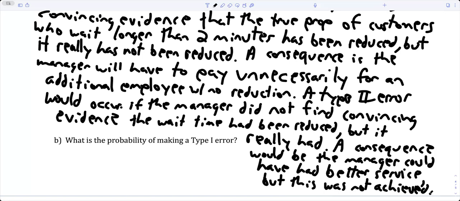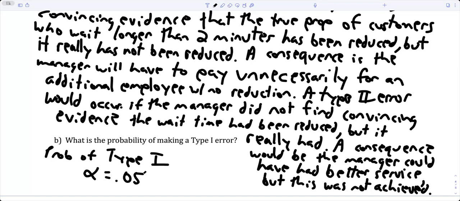And the last question here is, what is the probability of making a type 1 error? So the probability of a type 1 error is always equal to alpha. And so in this case, alpha was set at 5%. Therefore, that is the probability of a type 1 error.